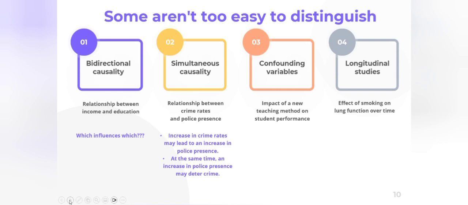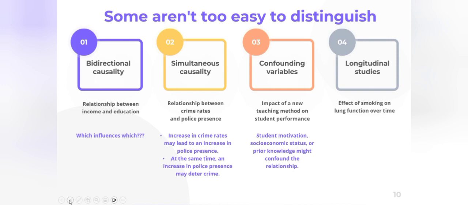The third situation here is confounding variables. These are additional factors that can influence the observed relationship between IV and DV. For example, the study of the impact of a new teaching method on student performance. We have other factors such as student motivation, socioeconomic status, or prior knowledge. These factors can confound the relationship between the new teaching method and the student performance. So it's going to be, again, difficult for us to understand whether the teaching method here really has the effect on the student performance.